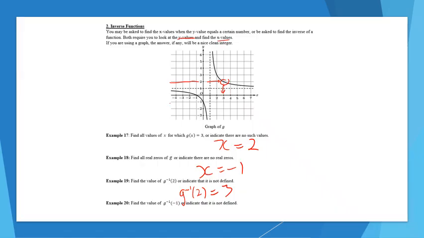And then find the inverse of -1. This has an x coordinate of 0. So I would say g inverse of -1 equals 0. That's how I would answer those questions there.